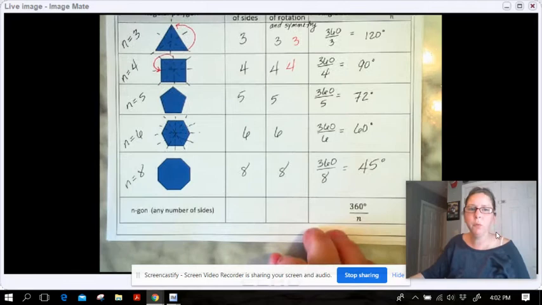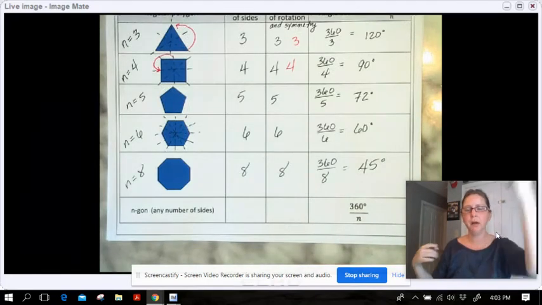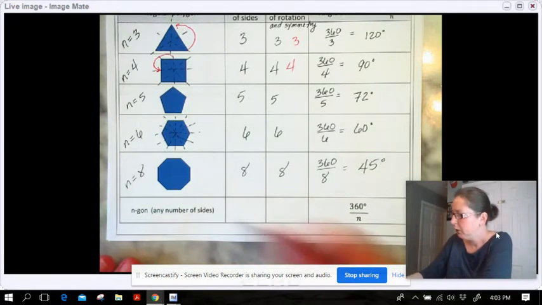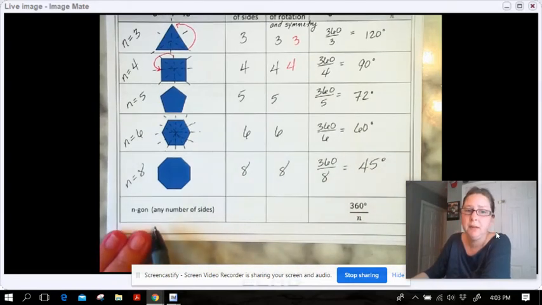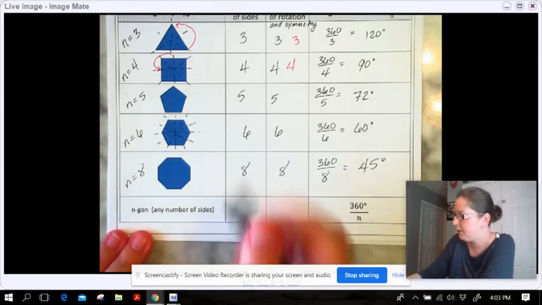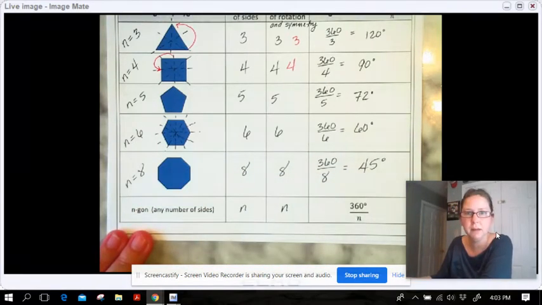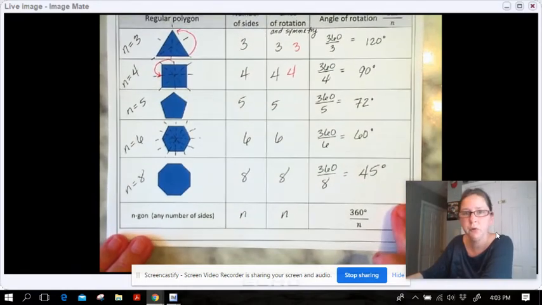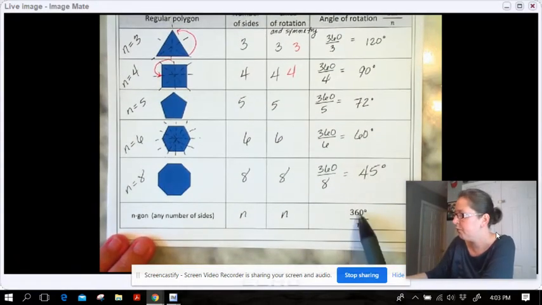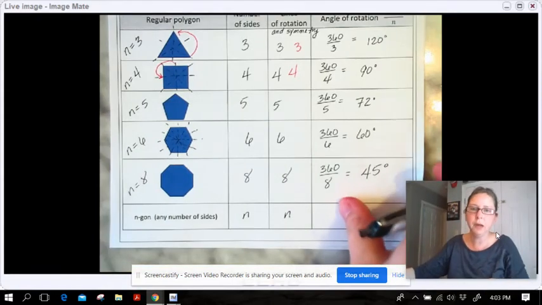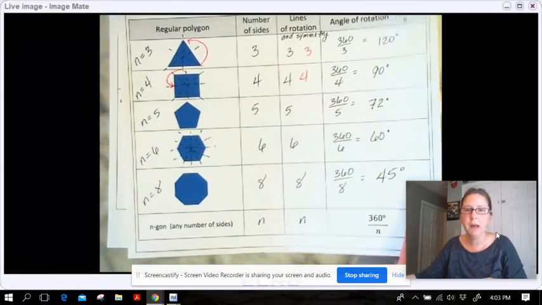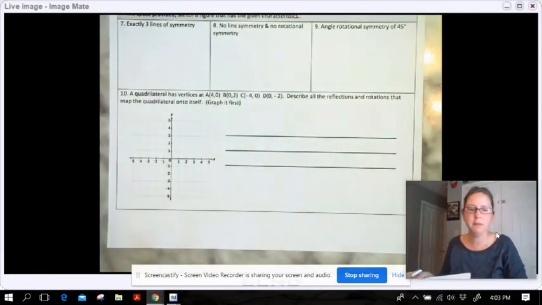Okay, and so this works with any number of sides on a figure. So if you had a 15-sided figure, we would just call that a 15-gon. Okay, you could have any number of sides. And so you would just take n, however many sides is the number of lines of rotation and symmetry, and just divide 360 by the number of total sides. So let's take a look at a couple of practice problems, and then we're going to go ahead and do a Desmos activity.